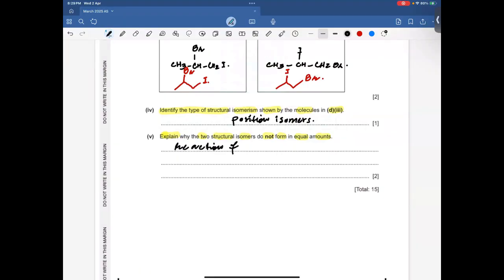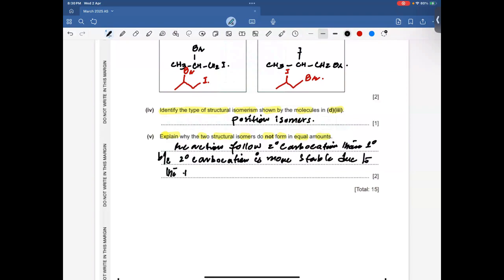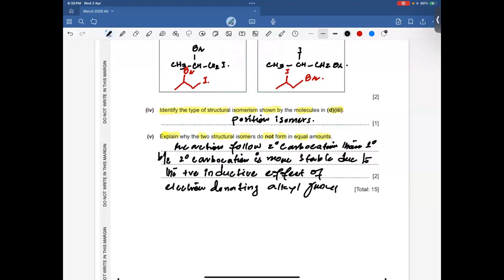Reaction follows 2 degree carbocation, then 1 degree, because 2 degree carbocation is more stable due to the positive inductive effect of electron donating alkyl group. All right.